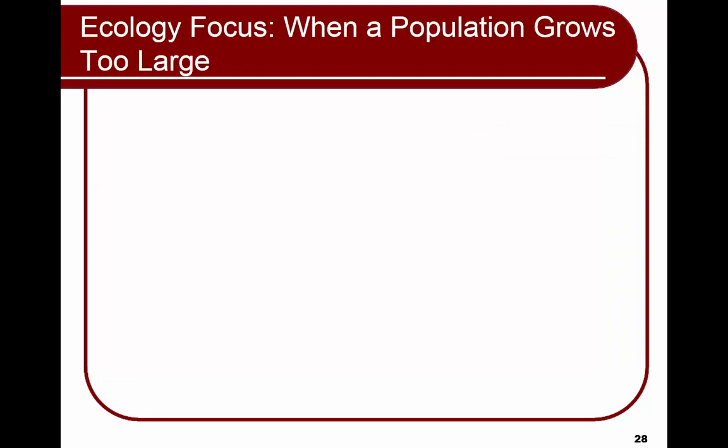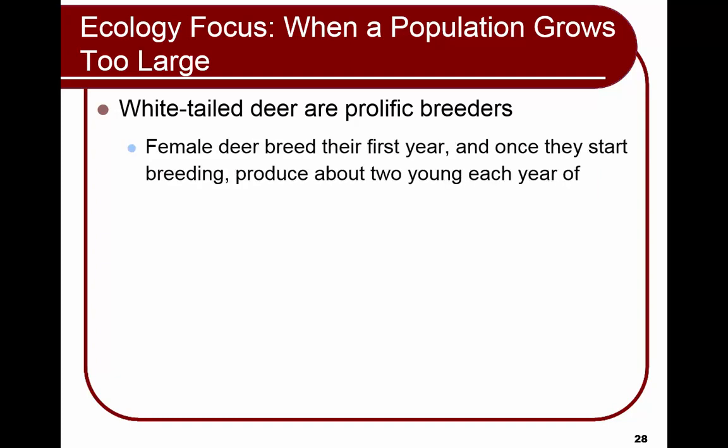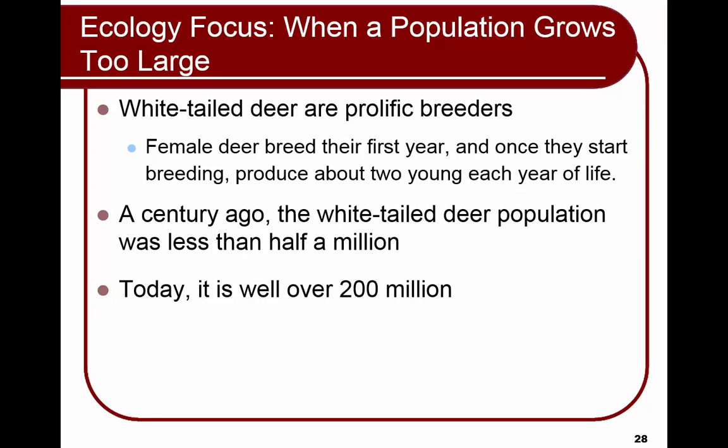Now, what happens when a population grows too big? It gets too large for the environment. The white-tailed deer is our example. They are prolific breeders. The females will breed the first year, and once they start breeding, they are going to produce 2 young each year of life. A century ago, there were only 500,000 of them, but today it's over 200 million.